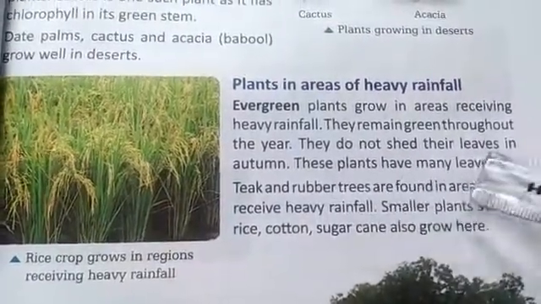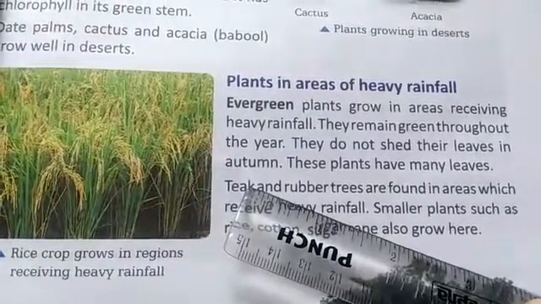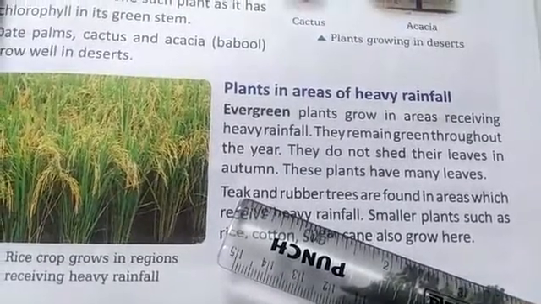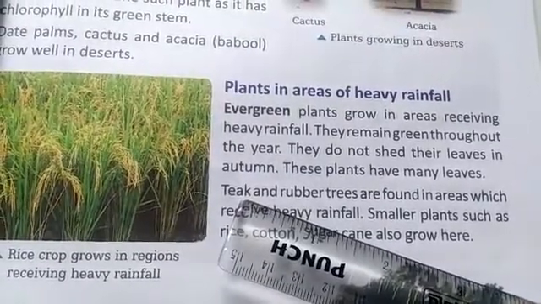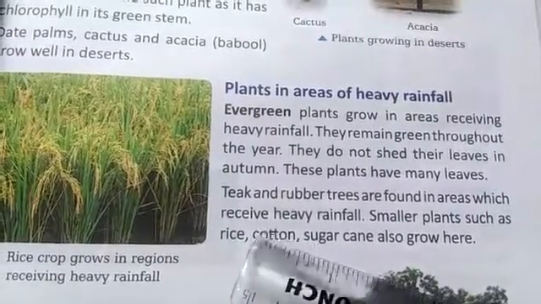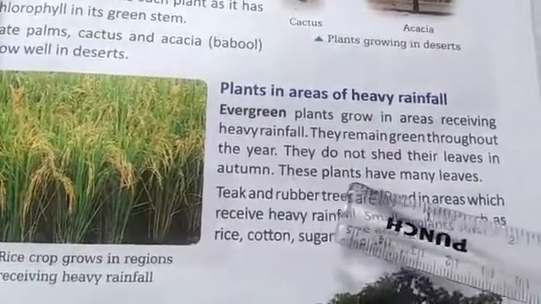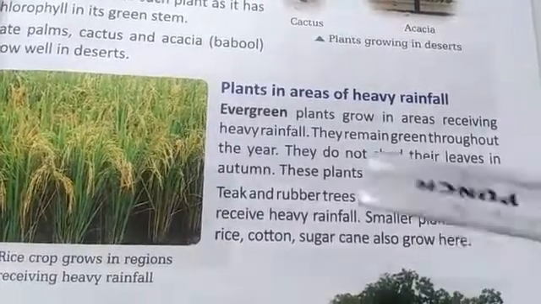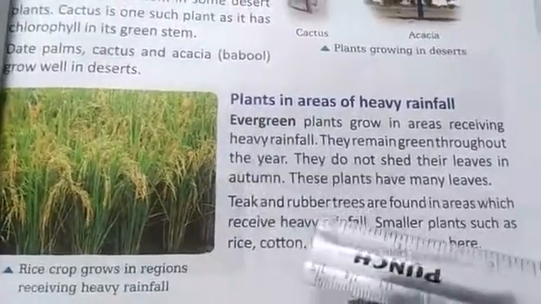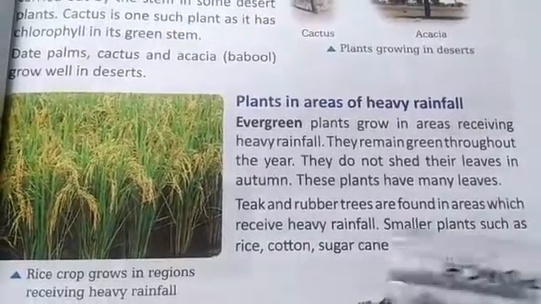They do not shed their leaves in autumn. Other plants, like the plants that grow on our side, shed their leaves in autumn, but these plants do not. These plants have many leaves. As their name is evergreen, they do not shed their leaves. There are a lot of leaves present in these trees.